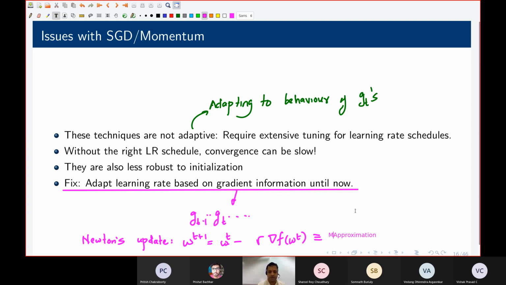This is rather the minimizer of the Taylor series approximation, so limited until the gradient term.